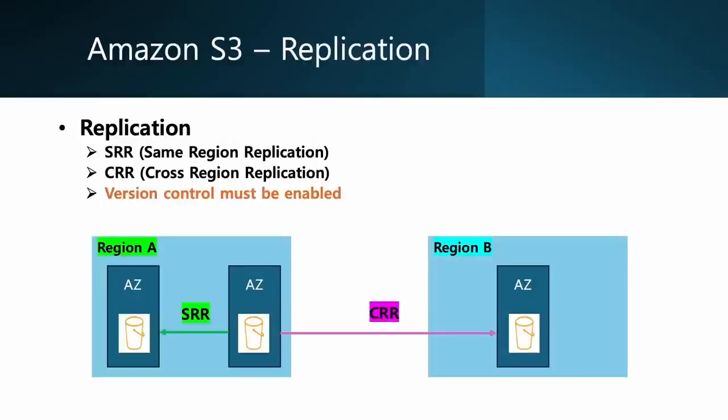Let's learn about S3 replication. S3 replication includes same region replication, SRR, for replication between the same region, and cross-region replication, CRR, for replication to other regions. This replication is possible only when versioning is enabled. Replication is especially used when preparing for a situation where the whole region fails.